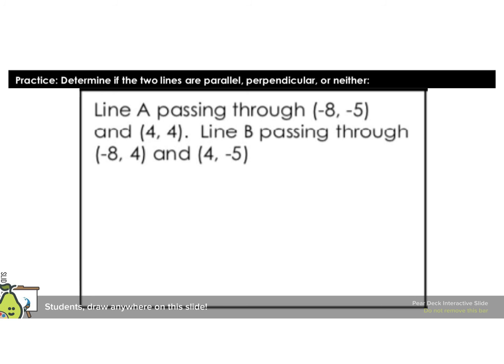Next example says line A passing through -8, -5, and 4, 4. And then we have line B, which passes through -8, 4, and 4, -5. All right, so we're going to find the slope of each of these. So go ahead and pause the video here and find the slope.